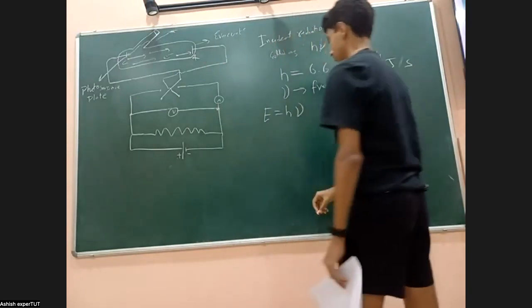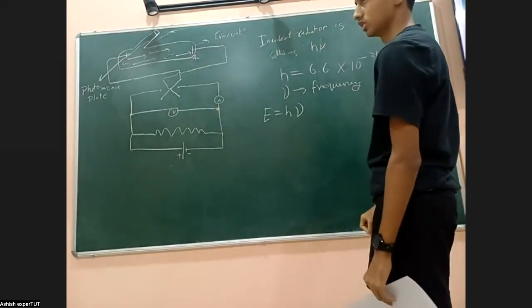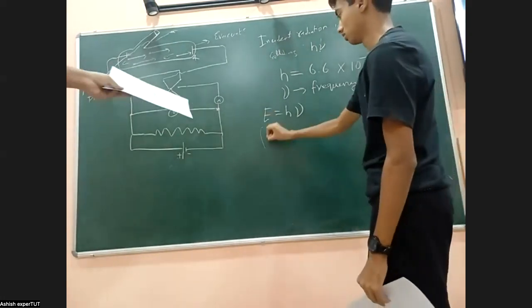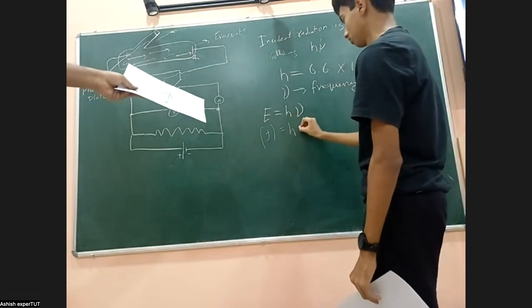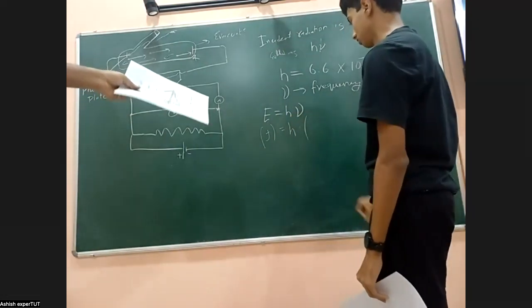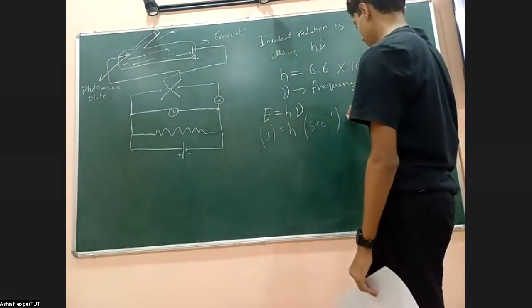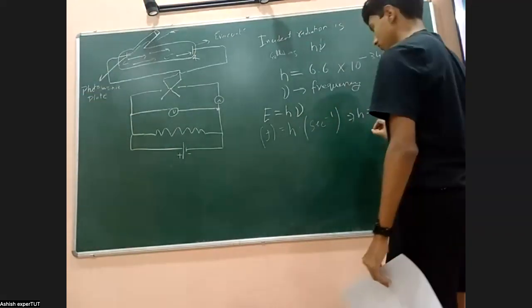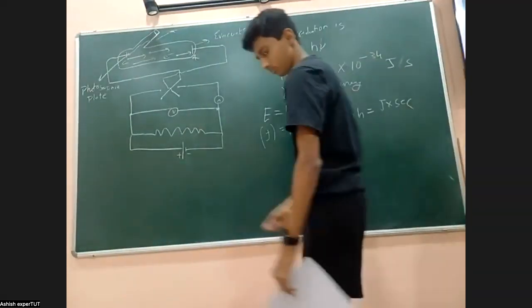So the unit of h will be what? What is the unit of E? Energy is joule, equal to h times frequency. What is the unit of frequency? 1 by second. So therefore h will be joule into second, joule multiplied by second. Does anyone have a doubt? Keep writing everything in the notebook, okay?